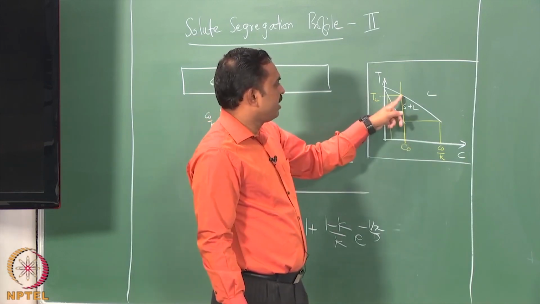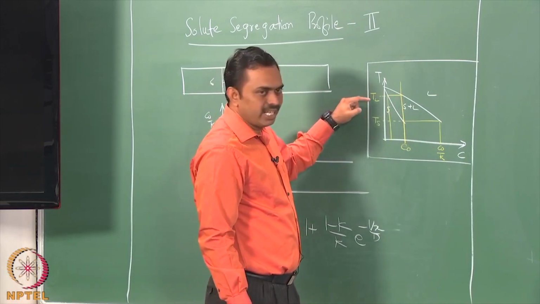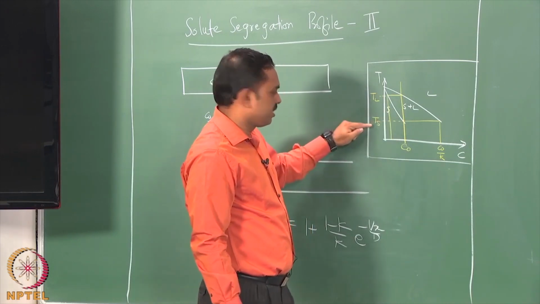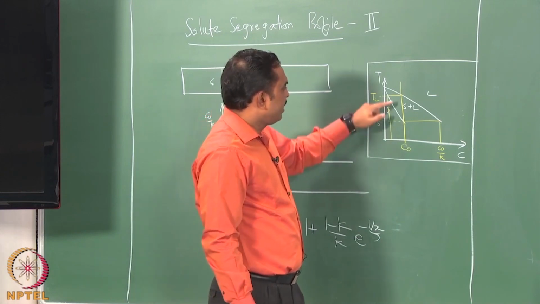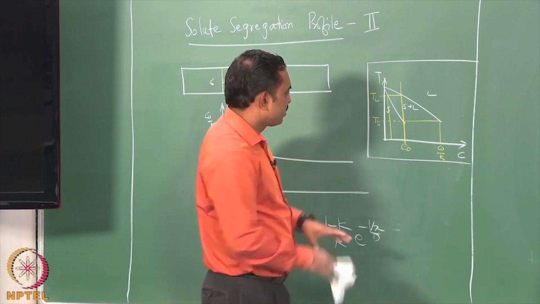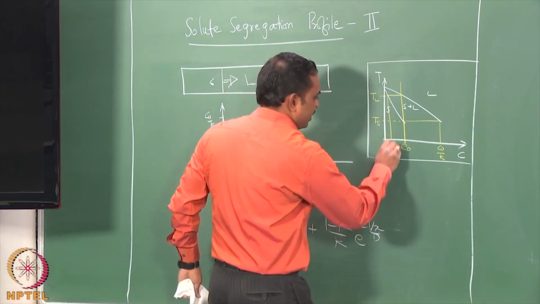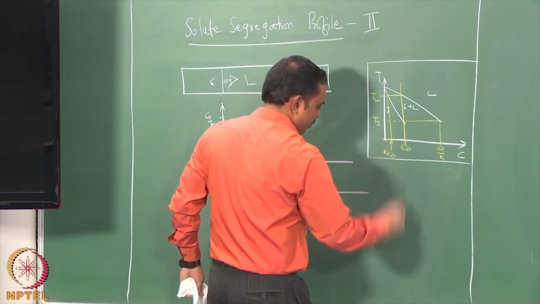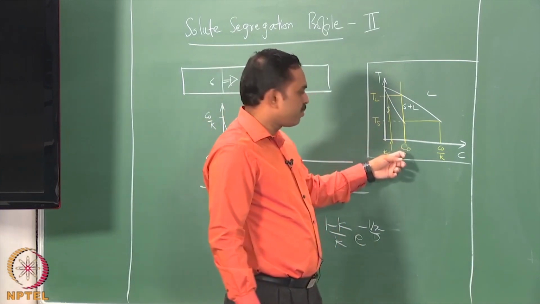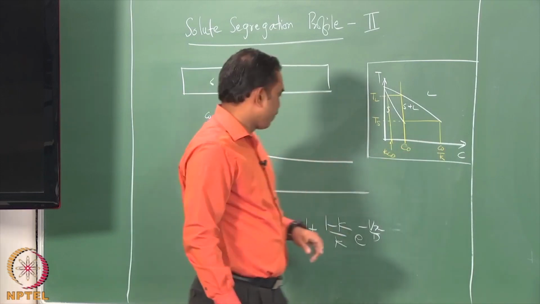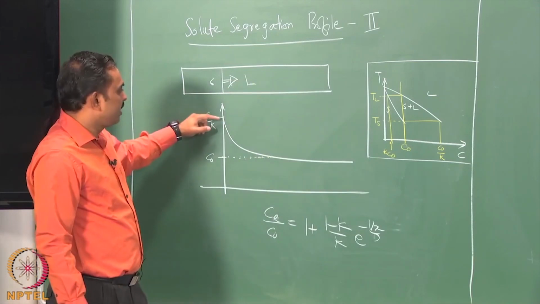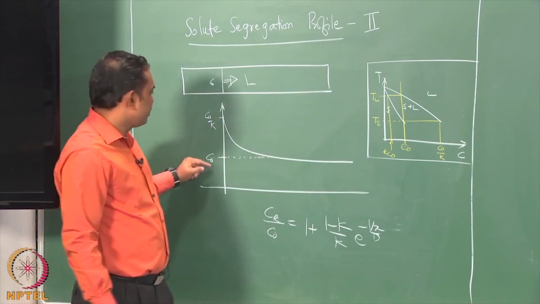Where we hit the liquidus, that is the temperature we are calling TL, and where we hit the solidus, we are calling it the solidus temperature. The first solid to form for a composition of C naught is K C naught, and the last liquid to solidify from an alloy composition of C naught will be C naught by K. And we have seen already that in this profile the maximum composition at the interface is C naught by K, and far away it is C naught.